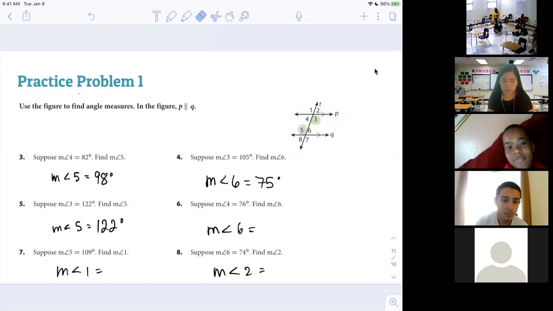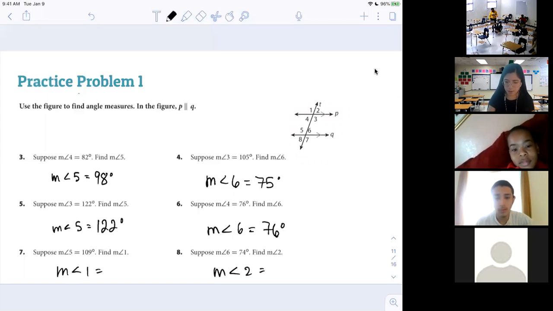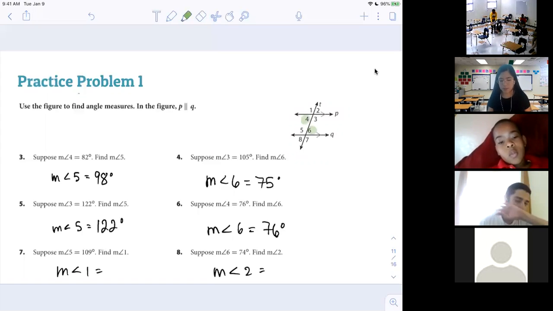Awesome. Janelle, go ahead and do number 6. Okay, so she says in the chat that it would be 76 degrees. So I'm looking at 4 and 6, and that is correct. They would be congruent because, again, those are alternate interior angles.